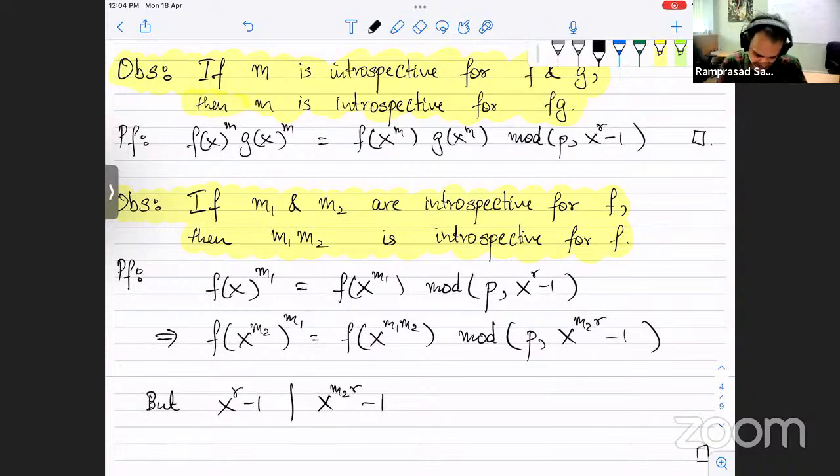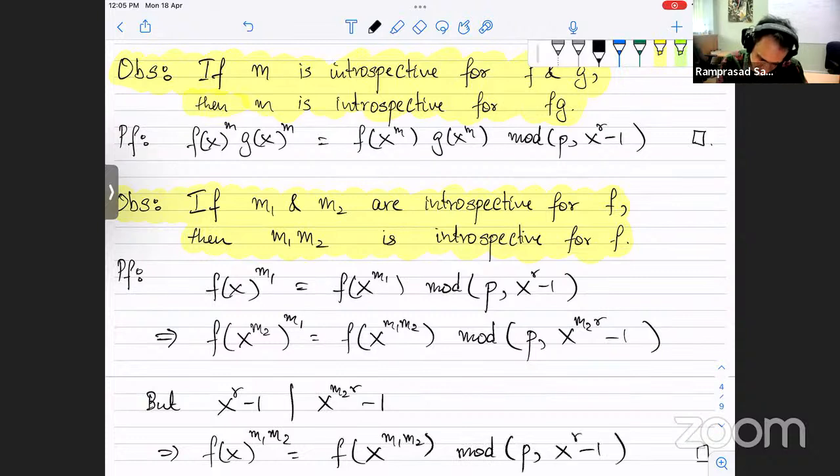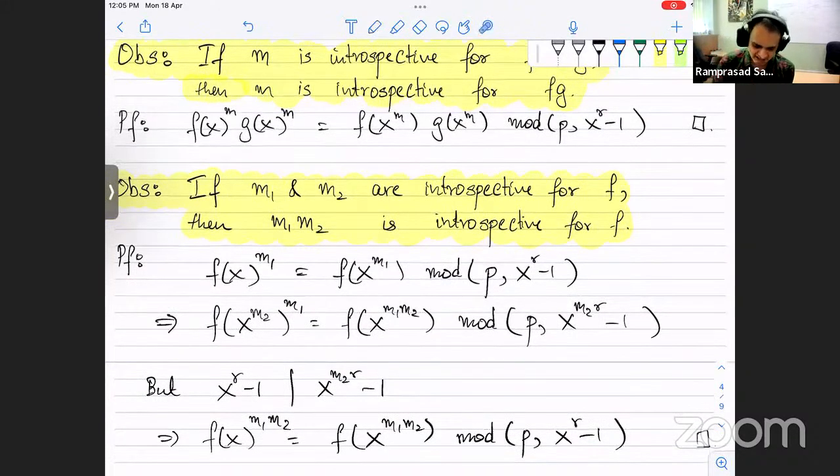So the above equation basically immediately means that f of x the whole power m1, I know, is equal to f of x power m2 mod x power r minus 1. So you basically get this power m1 m2 equals f of x power m1 m2 mod p and x power r minus 1. Okay, that's it. It's just one extra trick: we can replace x with x power m2 throughout, and this automatically implies that it's not only 0 mod this, it's also 0 mod x power r minus 1. So we can repeat the process.